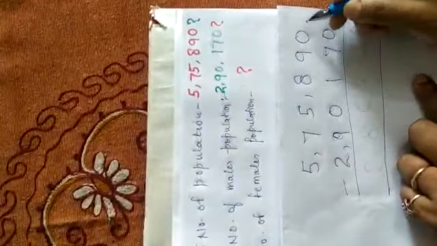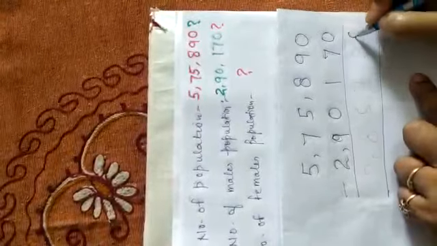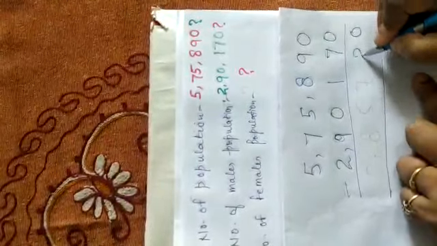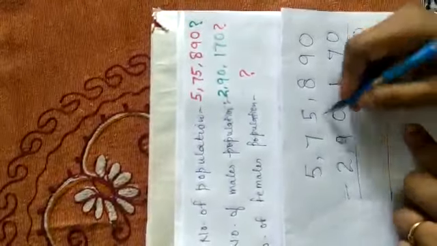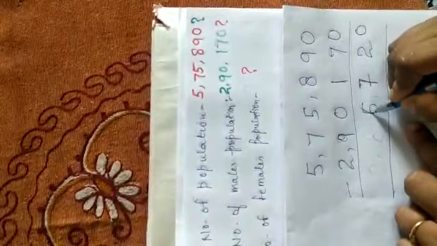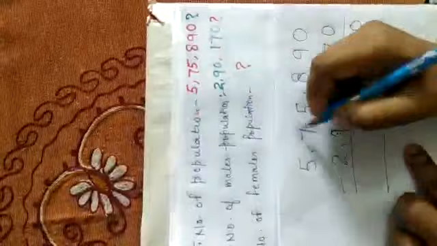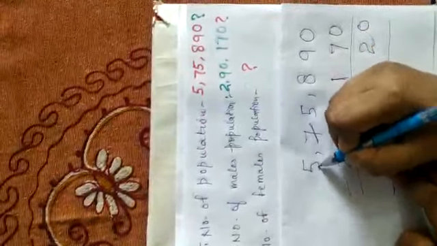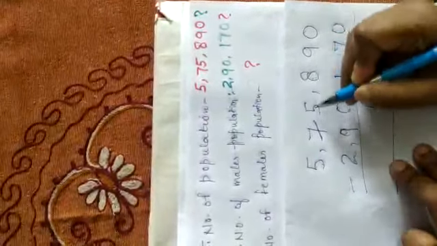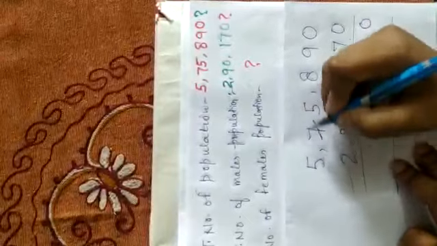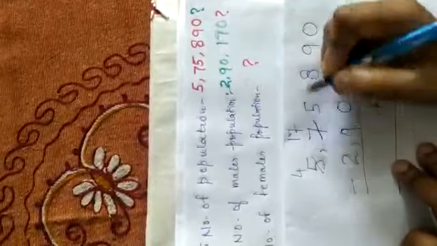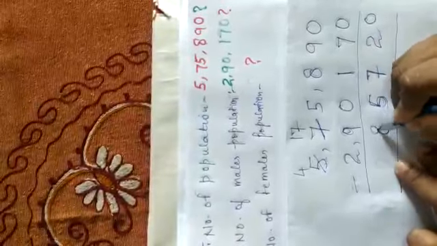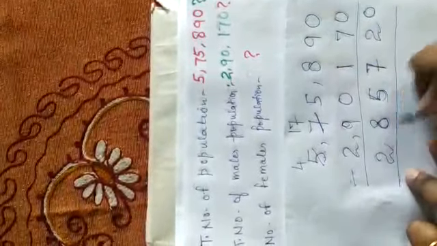0 minus 0, 0, 9 minus 7, 2, 8 minus 1, 7, 5 minus 0, 5. Now here 7 minus 9 is not possible. I will borrow 10 from the lakh place. So this 5 will reduce to 4 and 7 will become 17. 17 minus 9 is 8 and 4 minus 2 is 2.